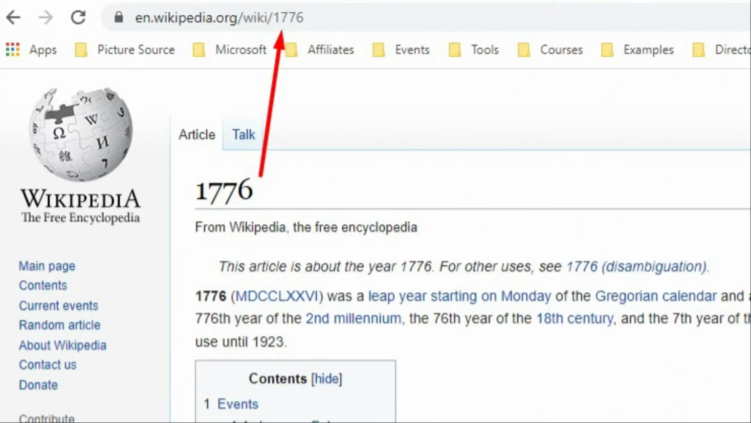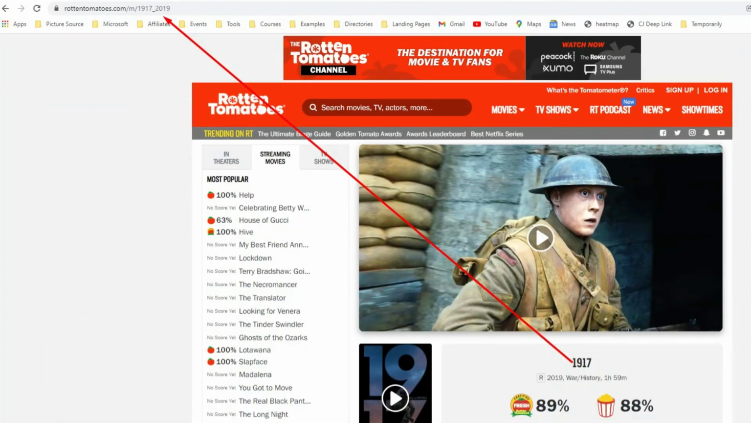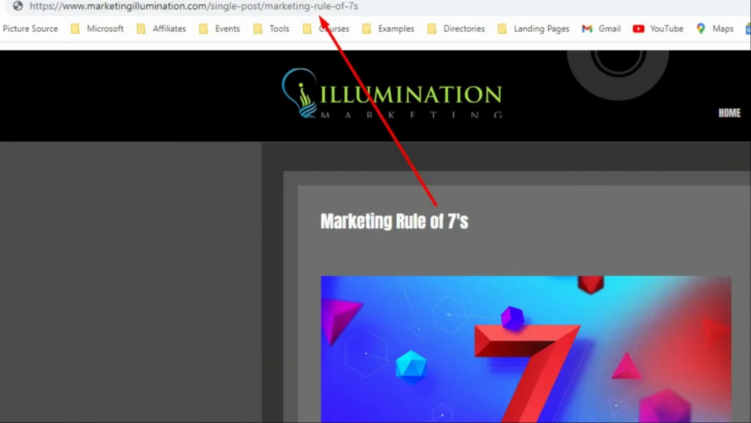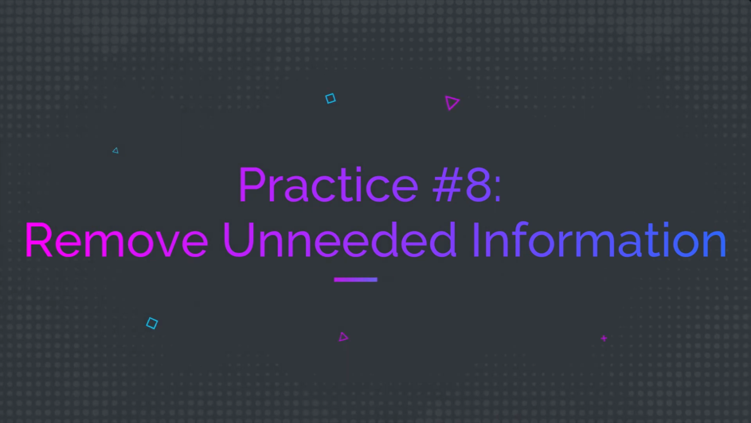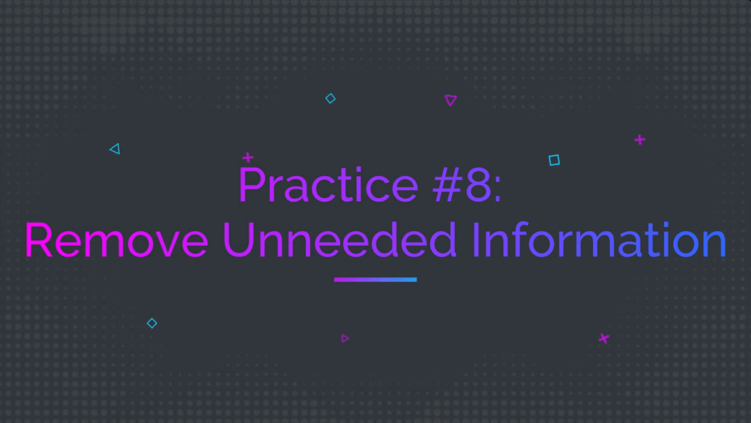Therefore, using numbers in URL is generally a bad idea, unless it's important, such as the date, or the number is a name, such as the film 1917 released in 2019. Or the marketing rule of 7 is a good example of when a number should be used in the URL. With that, try to avoid using numbers in URL, unless it's important information or a name that should be included within. Another URL best practice is to remove any unneeded or superfluous information from your URLs.